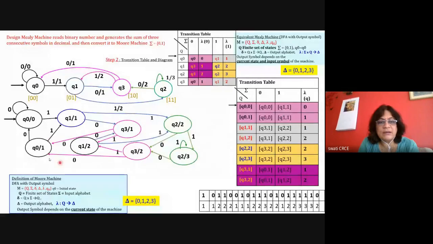The number of states is different here. When you convert Mealy to Moore, the number of states will increase. But when you convert Moore to Mealy, the number of states will remain the same. And then this problem is over.